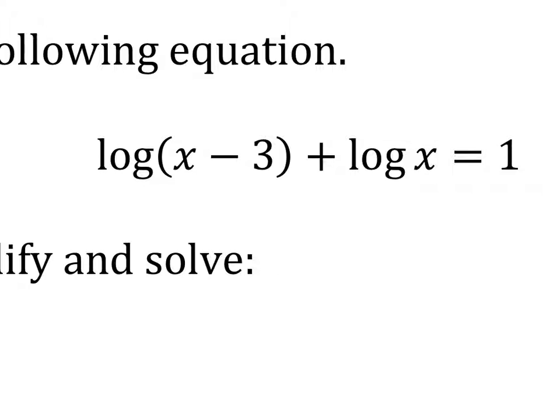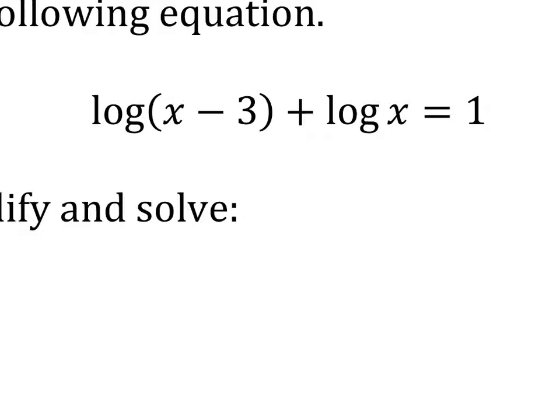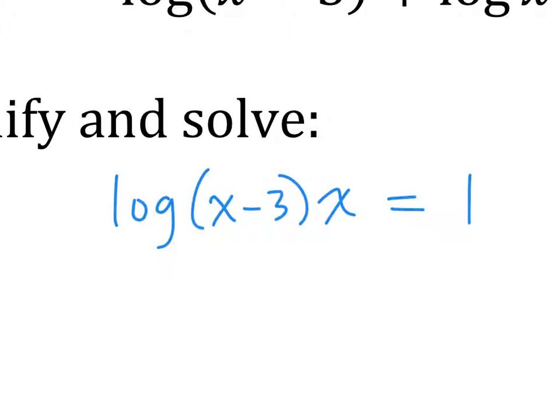Someone said the right answer. A plus means multiply. Okay, so what we can do is multiply them together. Log of x minus 3 times x equals 1. All right, that's great, but that doesn't help us solve this problem. Now what we have to do is look at this problem with the base. What base is this log? 10. So when there is no base, it is assumed that it has a base 10.